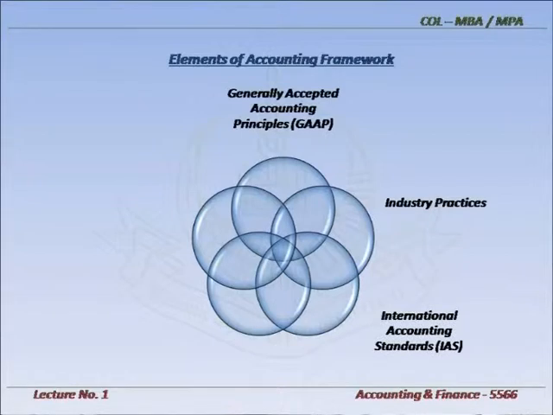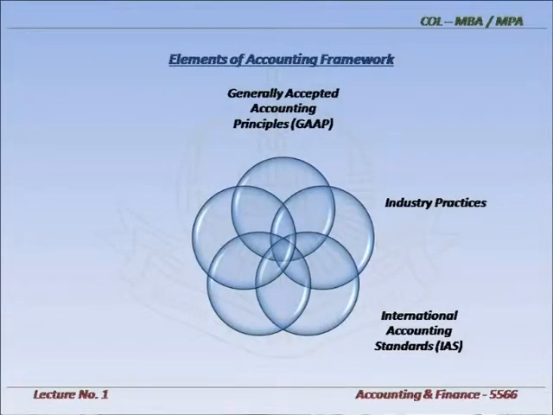International accounting standards is the third element. These are the standard accounting procedures and rules on a particular accounting area defined by the International Accounting Standards Board. It is compulsory for all companies to follow the requirements of international accounting standards. For other organizations, it is optional.